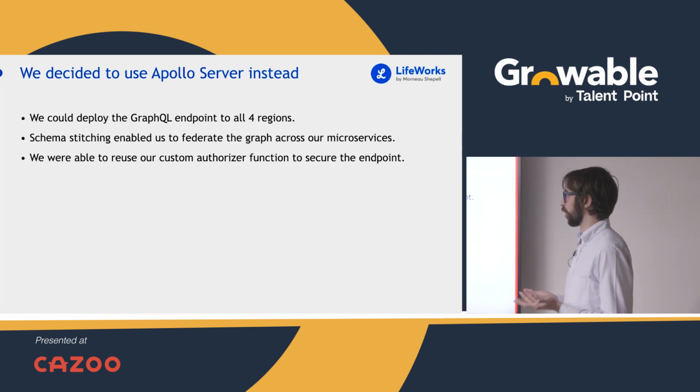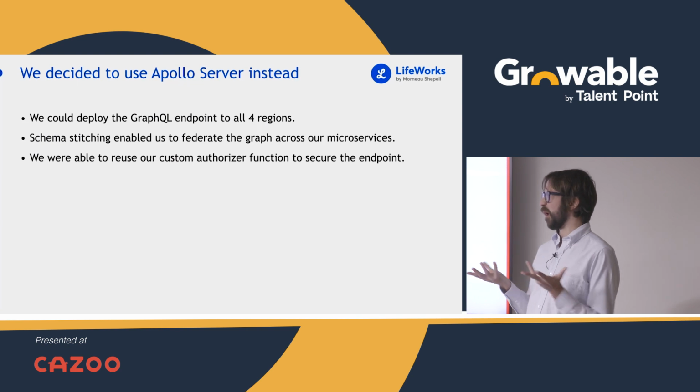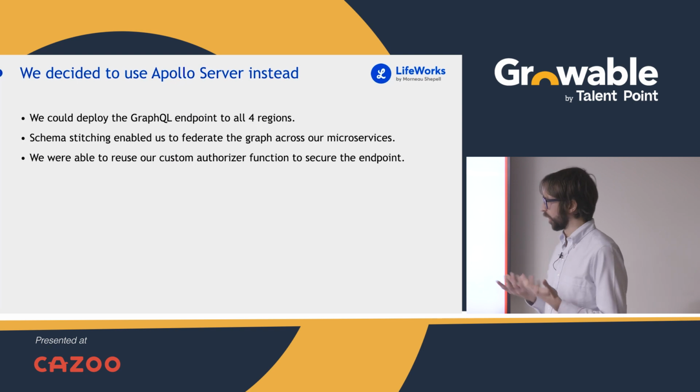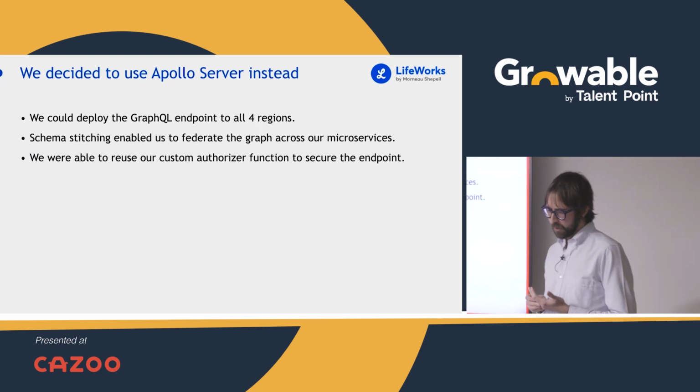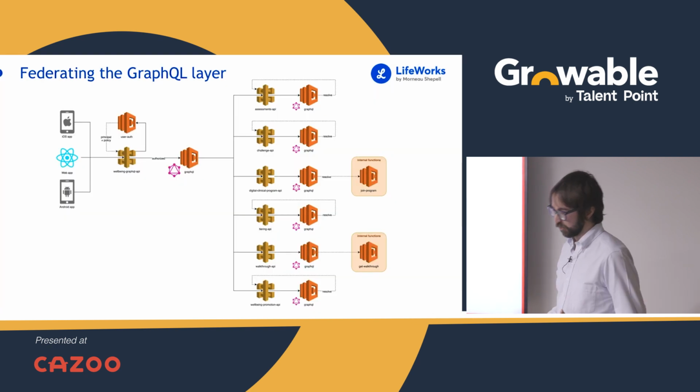At the time, it was a thing called schema stitching that enabled that to happen, but they've changed it to something like Apollo Federation now. I think they've rebranded it a bit, and I think it's more tech agnostic now. And we could continue using our custom authorizer and stuff like that. And it ended up looking something like this.